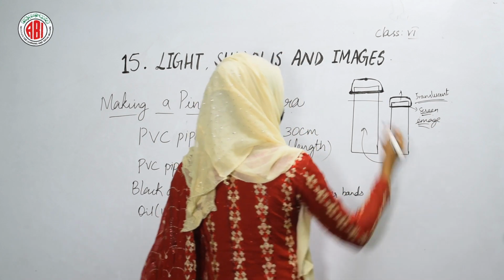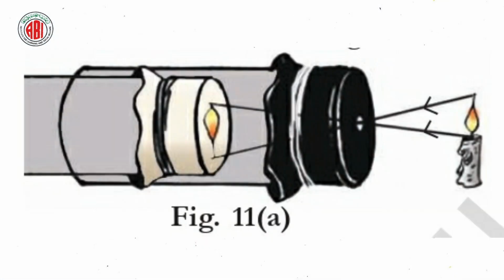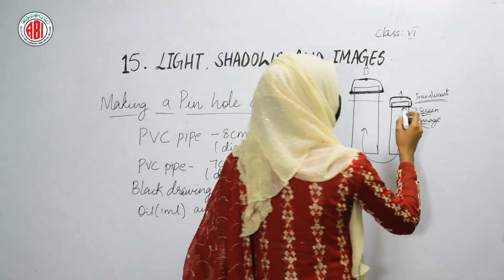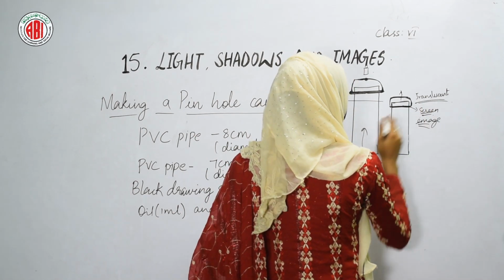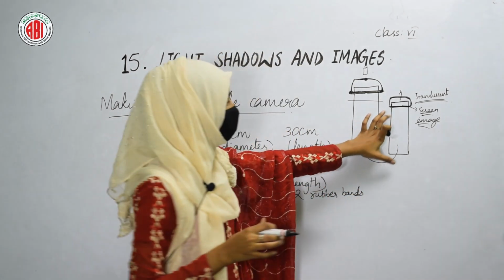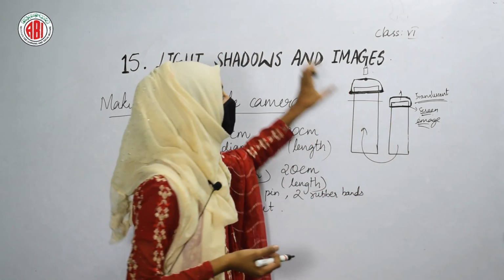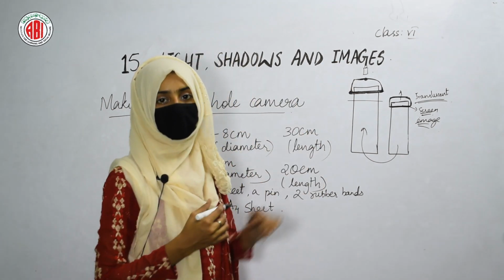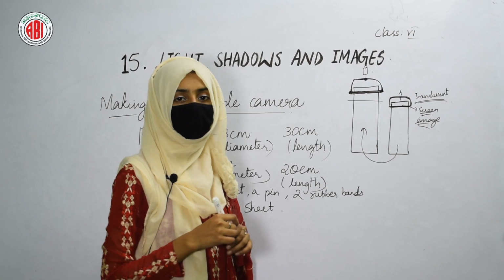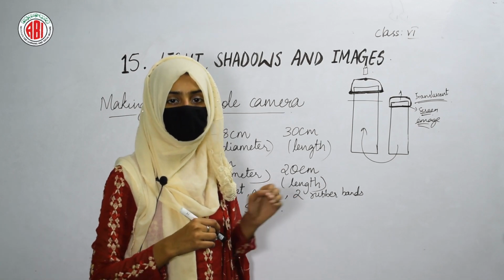For example, if you are taking a lighted candle and placing it in front of this pinhole camera, and when you see this lighted candle through this pinhole camera, you can see its image on the white paper that becomes translucent. So by adjusting the shorter pipe which we have taken, we can observe the image of an object in a clear manner. This is how the pinhole camera works, and the light always moves in a straight path.